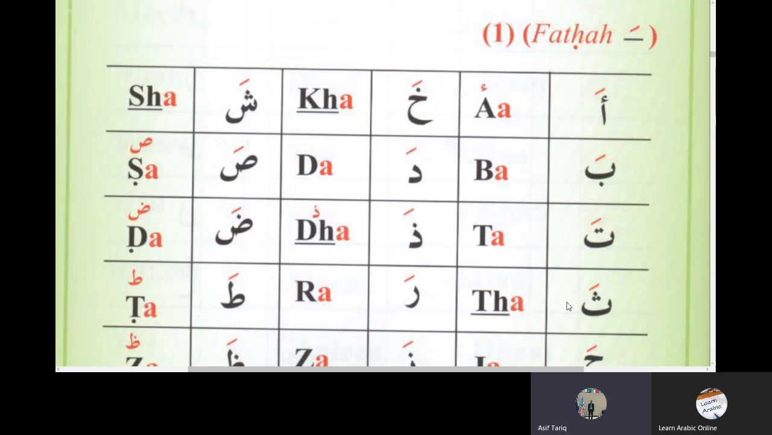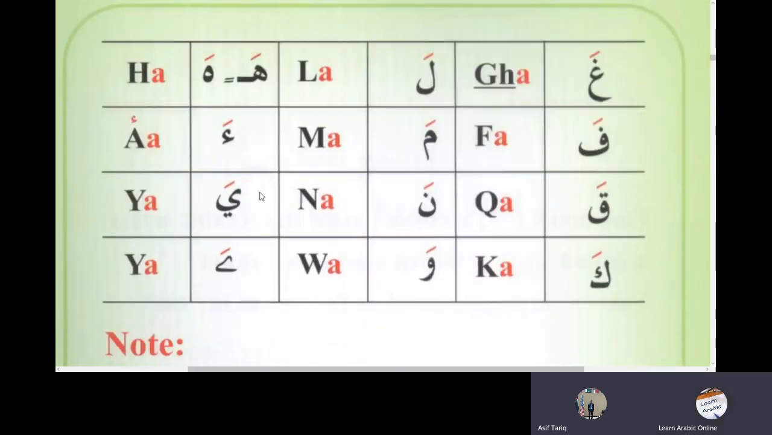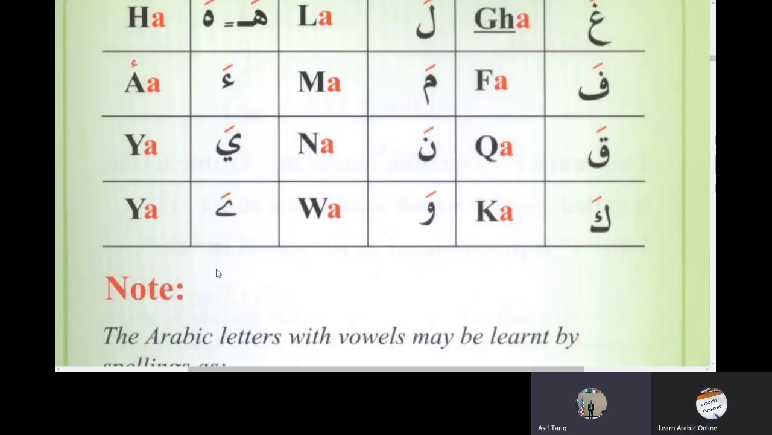Tha, Ra, ka, ja, za, zo, ha, sa, la, ha, fa, ma, a, na. Is this a or ya? It is ya. Ka, wa. And this ya I haven't seen before. This is another shape of ya. All right.